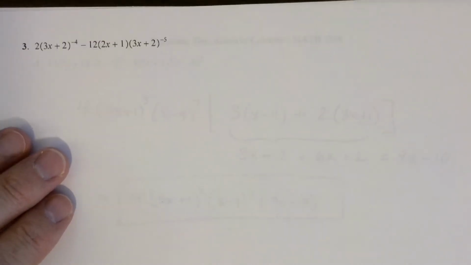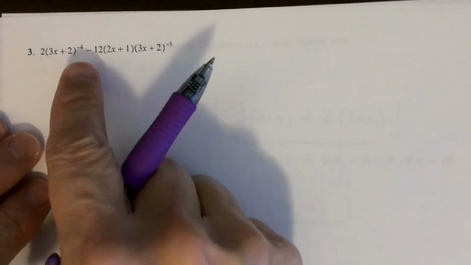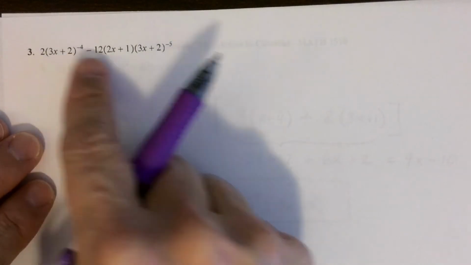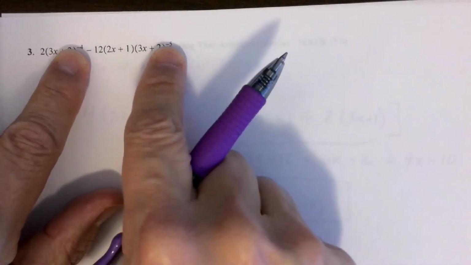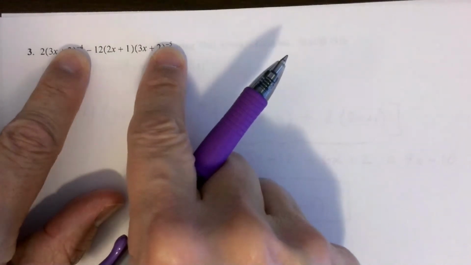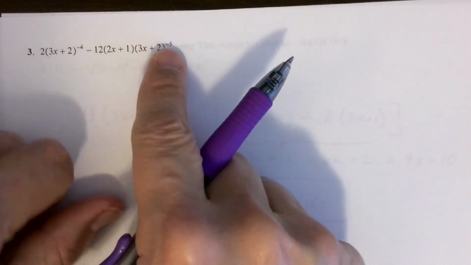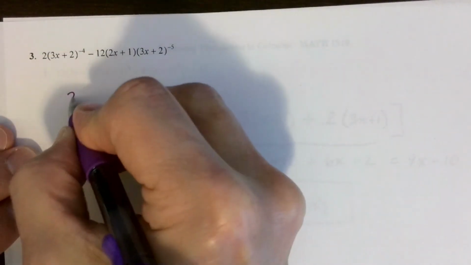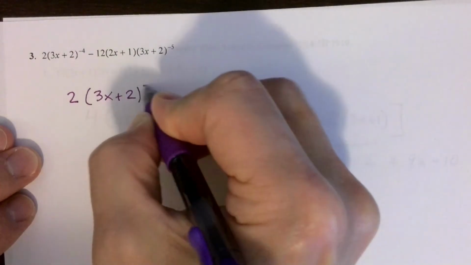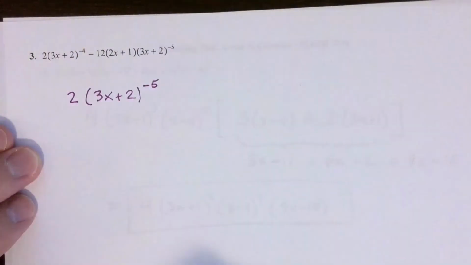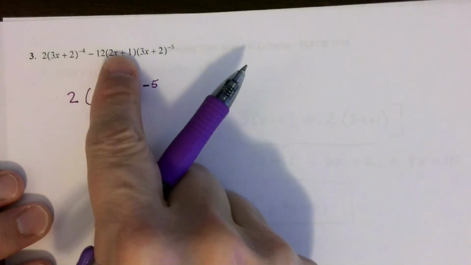We've got to remember, though, in this case, when we look at 3x plus 2 to the negative 4 versus 3x plus 2 to the negative 5, which is smaller, negative 4 or negative 5? The smaller one is negative 5, so be careful with negative numbers, right? So again, 2 and 12, I'm going to factor out a 2, and a 3x plus 2 to the negative 5, because that's smaller than negative 4. There's only one factor of 2x plus 1 here.